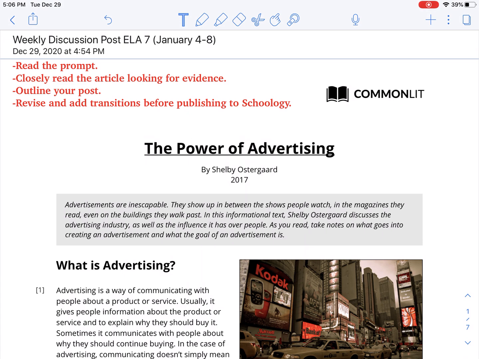Let's not forget that we're also getting into a routine when we do this type of reading. And this type of reading, of course, is close reading, when you know you're going to have to respond to a prompt or a question at the end. It's a different type of reading than when you're just picking something up and reading it for pleasure. So we read the prompt or the question first. Then we can closely read the article looking for specific evidence. I do recommend outlining and or drafting your post since this is a published post. And then that would allow you to revise and add transitions before publishing to Schoology.